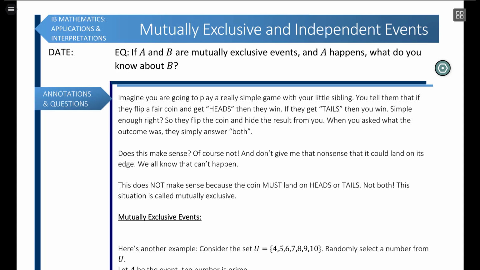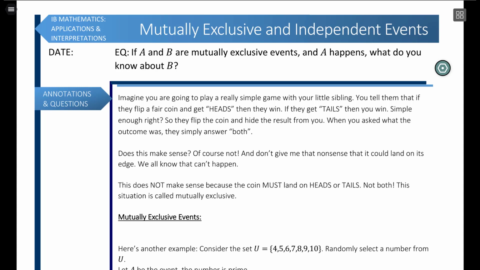Hey everybody, we're going to continue our discussion of combined and conditional probability, but we're going to emphasize looking at special circumstances in which we have mutually exclusive and independent events. Our EQ for today is: if A and B are mutually exclusive and A happens, what do you know about B? So really this is just an extension of the definition of mutually exclusive that we'll touch on here in just a moment.